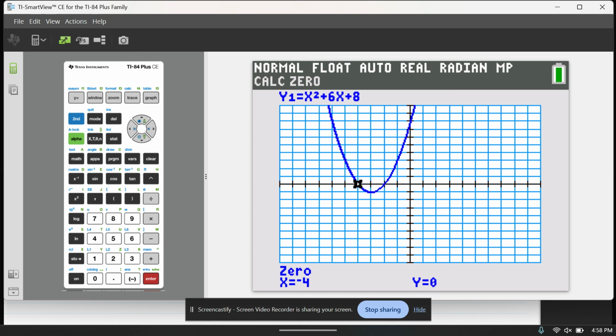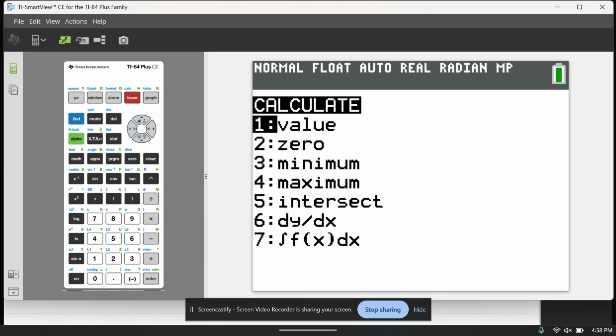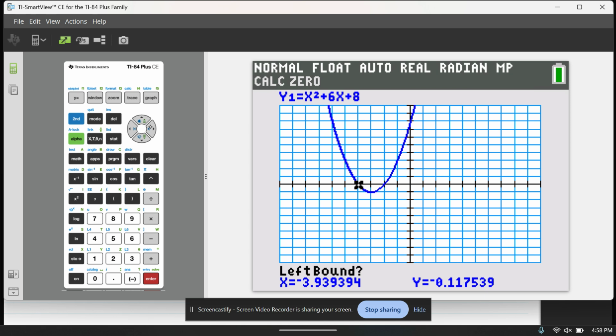I'm going to find the other one. Using the same tool, I'm going to hit second trace, go to 0. Then for the left bound, I'm going to be below the x-axis, hit enter. Then I'm going to go to the right of where it crossed the x-axis and hit enter. I'm going to move back a little bit closer to the middle, hit enter. And there it is, -2, 0. The same ones we found by doing it by hand, but we got a technology to help us a little bit. Okay.